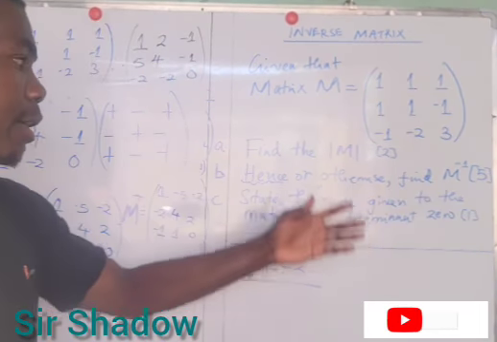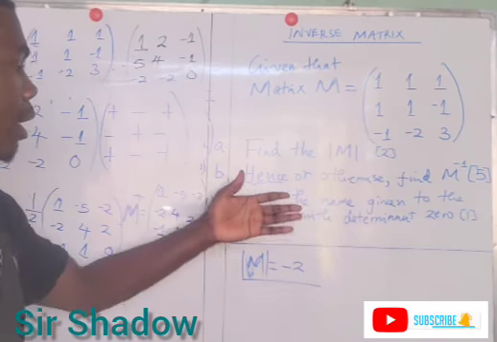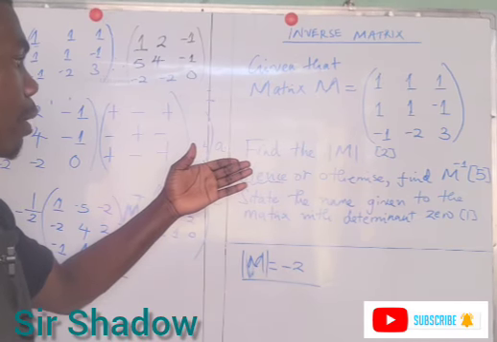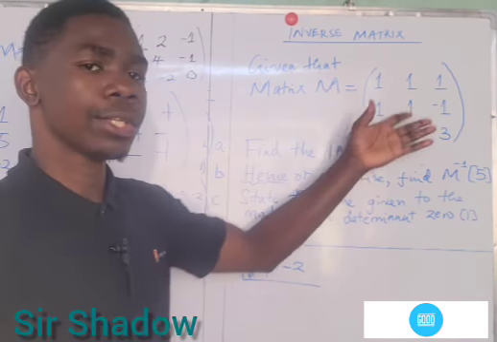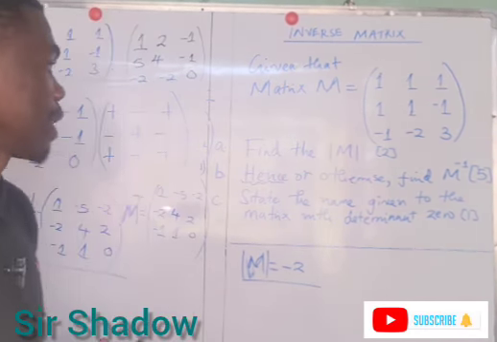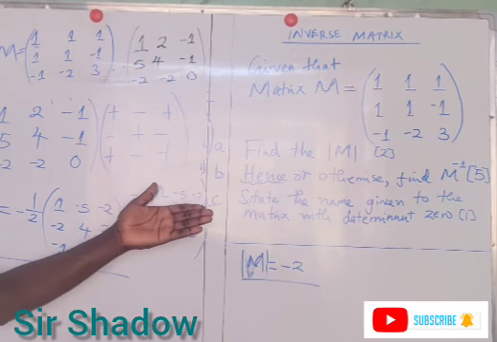You will be awarded 5 marks for that. Usually this one is the best way to find the inverse of matrix M. Then let's move on to the last part.